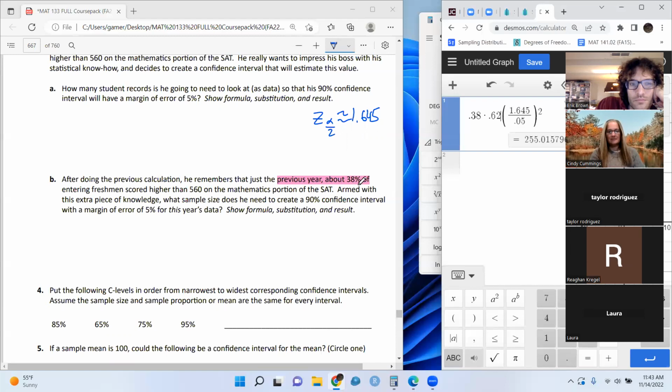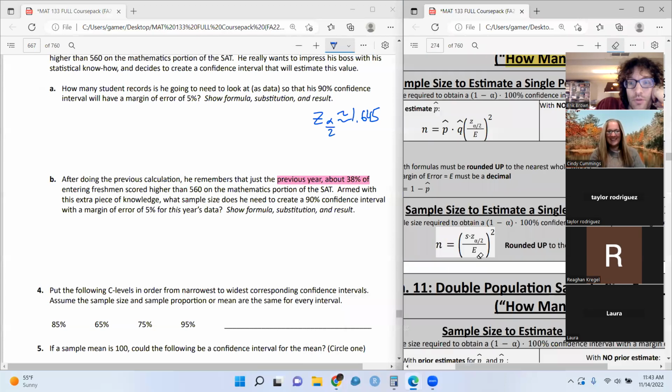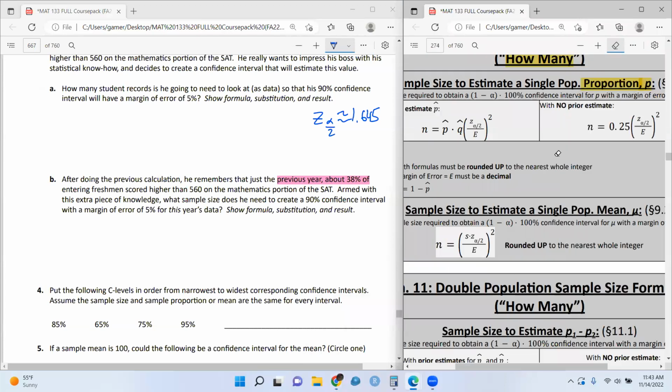On A, I believe I did it right. And then you put down the 0.25, and I'm not sure where you got that 0.25 from. Where do you see a 0.25? In the formula. Right, it's literally in the formula. Oh, with no prior estimate. Okay. That's where I messed up. All right.